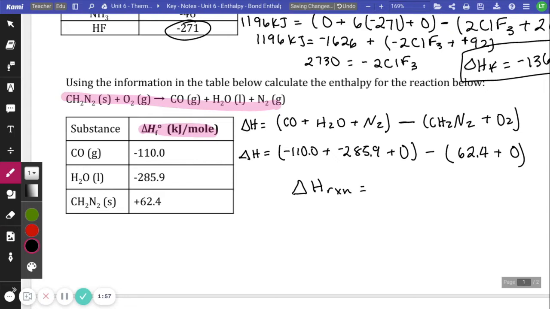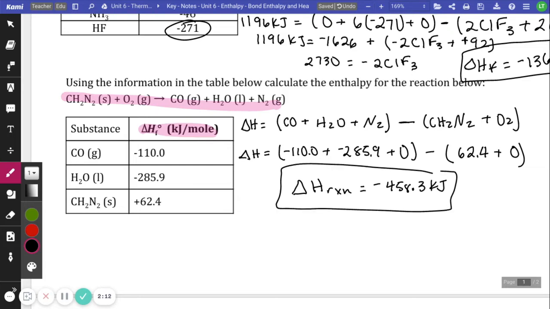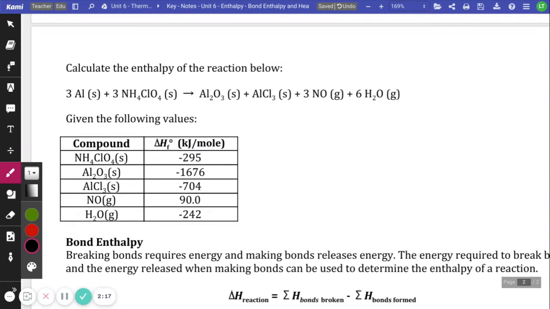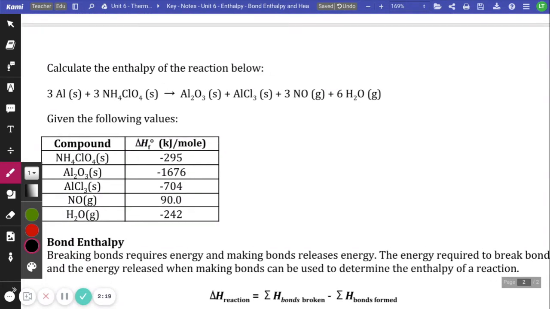And whenever I plugged it in, I got that our heat of reaction should be negative 458.3 kilojoules. All right. Why don't you guys go ahead, pause this video, and work this next problem. You're just finding the delta H, the heat of the reaction. So you guys just go ahead and pause this video, work out the problem, and then check back to see if you got the right answer.